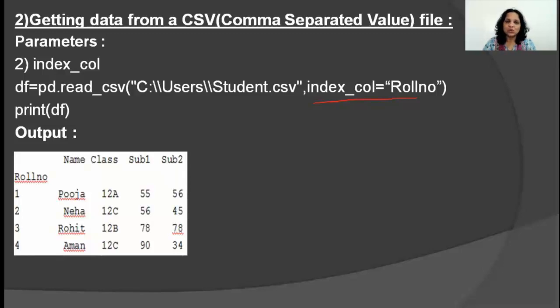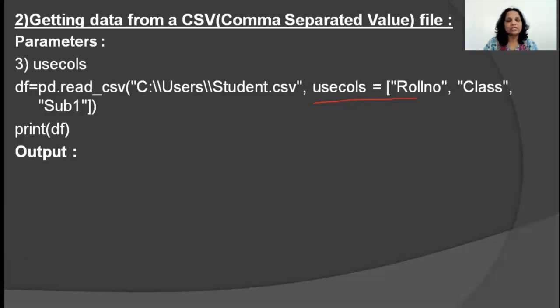Is that clear? So, sep tells pandas that the separator used in the file is not a comma, it's something else. Index col tells pandas that the data frame that you're going to create is going to have one of the columns as the index labels and the others continue as they are. Is that clear?